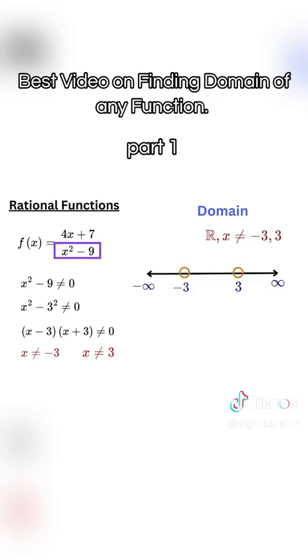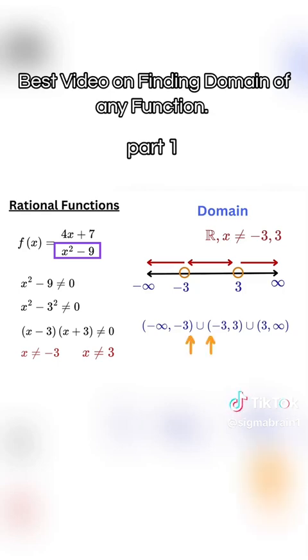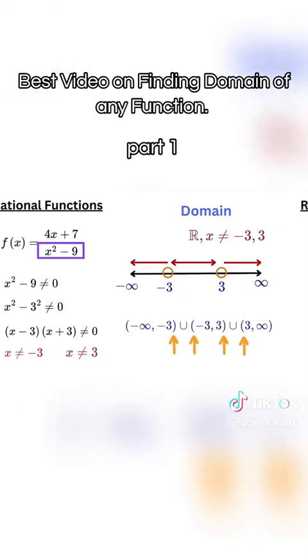On a number line, these values are shown with open circles. Now, shade the number line from negative infinity to negative 3, then negative 3 to 3, and then from 3 to positive infinity. From this number line, the domain can be written as negative infinity to minus 3 union minus 3 to 3 union 3 to positive infinity. The parentheses around minus 3 and 3 indicate that both values are excluded.